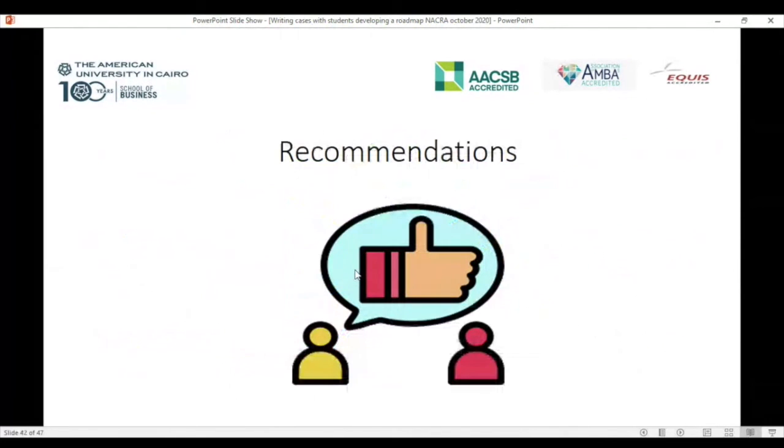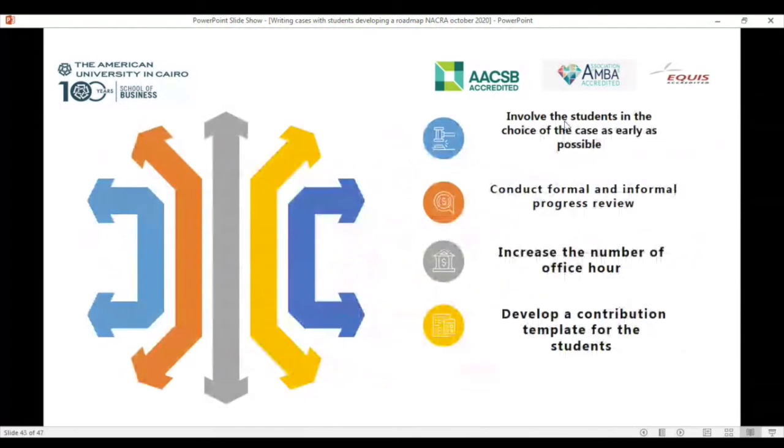There are some recommendations that need to be discussed in order to clarify or solve all of these problems. One of the issues, you must involve students in the choice of the case as early as possible. It is not me as an instructor who should choose the case. I can help in facilitating the choice of the case, but the students must depend on themselves. On the other hand, we must conduct formal and informal progress review. I'm saying this because writing a case with students represents an exhaustive exercise.